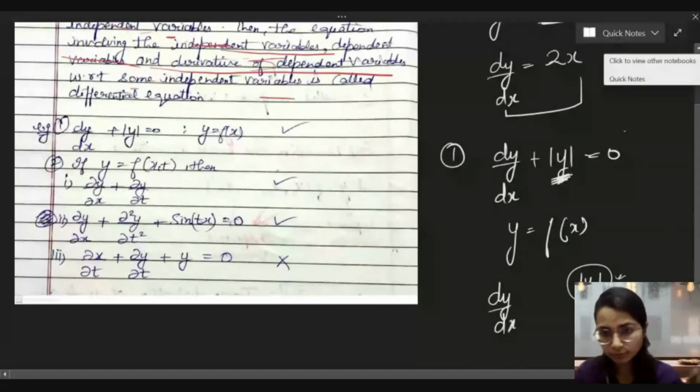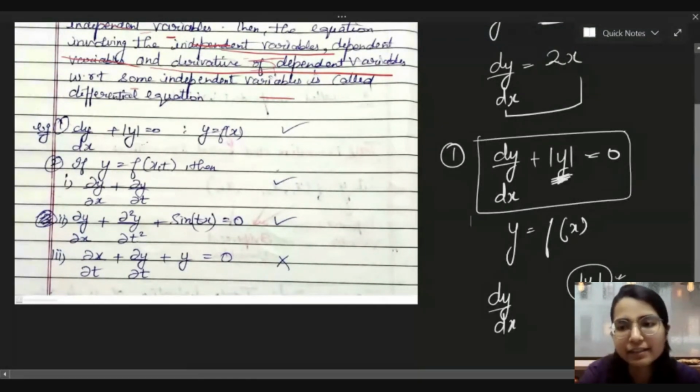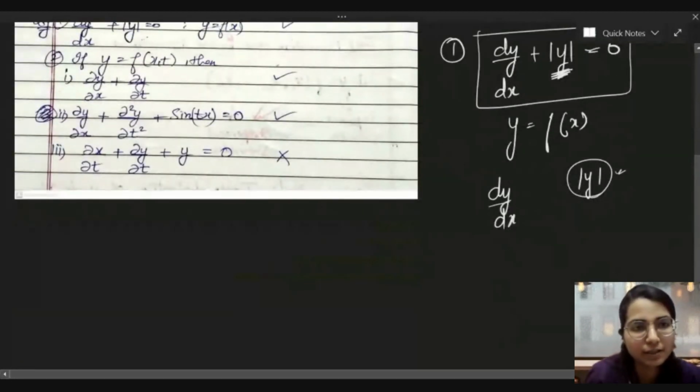So we are studying a basic example of a differential equation: dy/dx + |y| = 0. Now y, as we see, is a dependent variable, and we have the derivative of the dependent variable, dy, with respect to the independent variable, dy over dx. So this is a differential equation. Now, to give you an idea, let's look at some more examples.